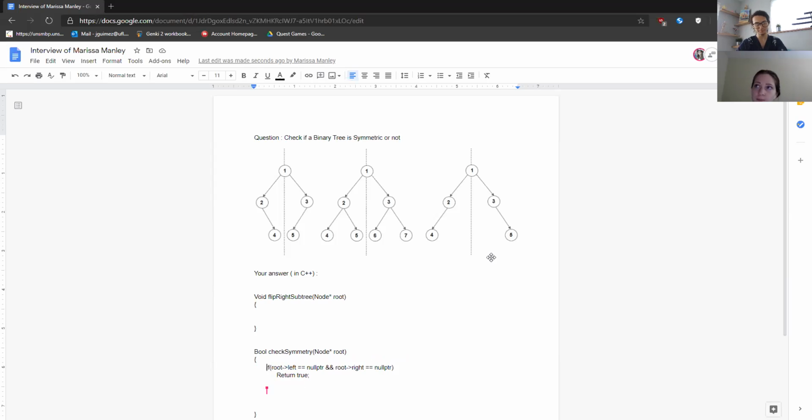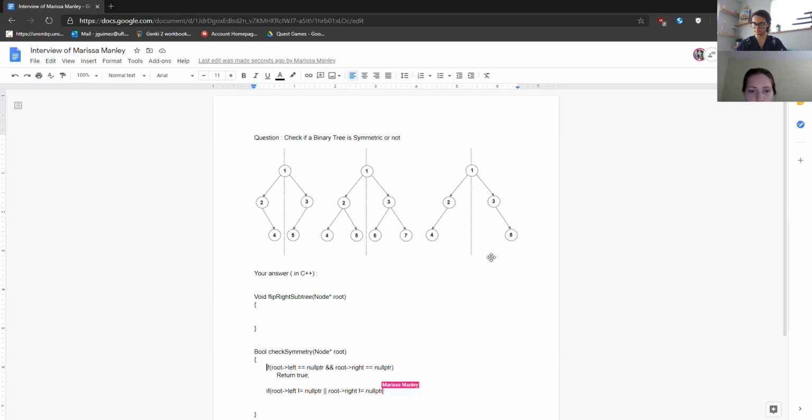Now, I could have two more base cases. So if this has been passed, meaning one of these, okay, so I'm just creating root left doesn't equal null pointer or root right doesn't equal, I'm sorry, doesn't equal null pointer.